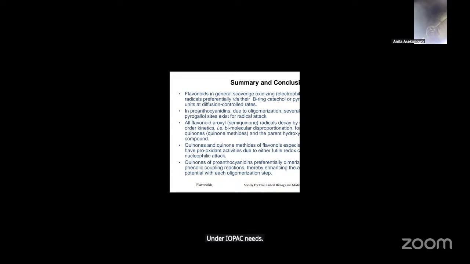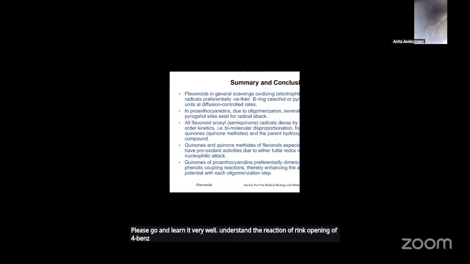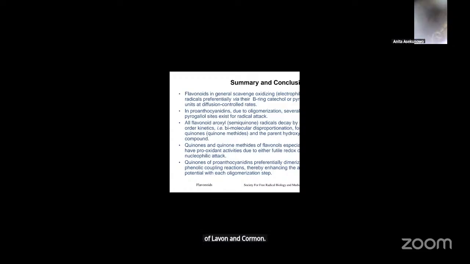Now you should also understand the reactions of these flavonoids in terms of acid and alkaline hydrolysis. Please go and learn it very well. Understand the reaction of ring opening of 4-benzopyrone. Understand the difference between the condensation reactions of flavone and chromone. And also how you can synthesize the anthocyanidin in the lab. Any questions so far on this before we talk about our classwork?